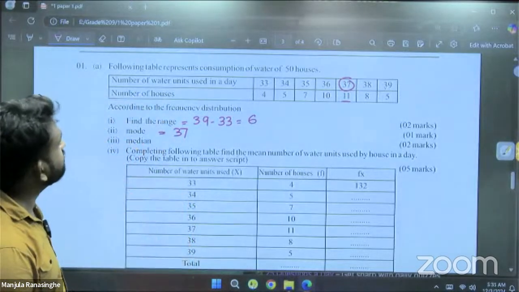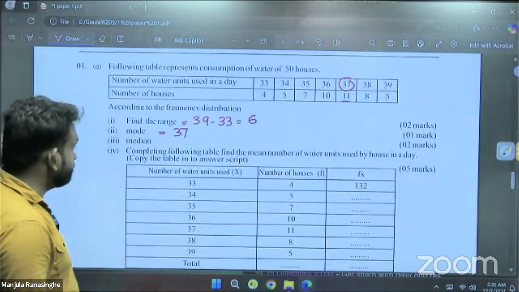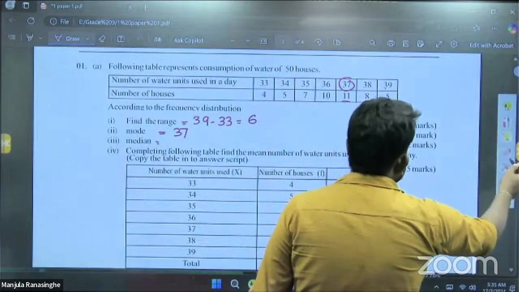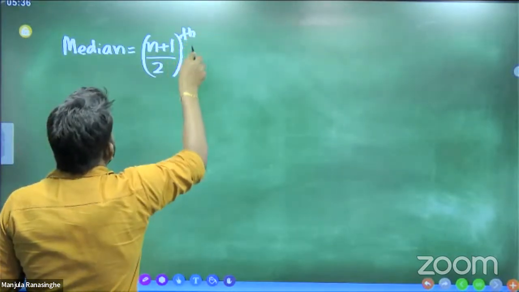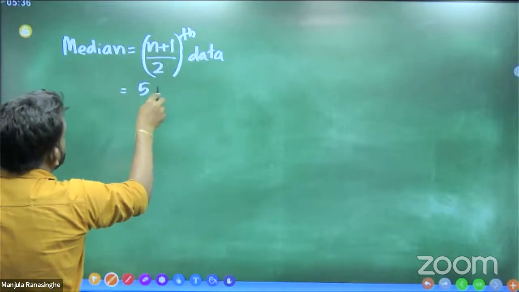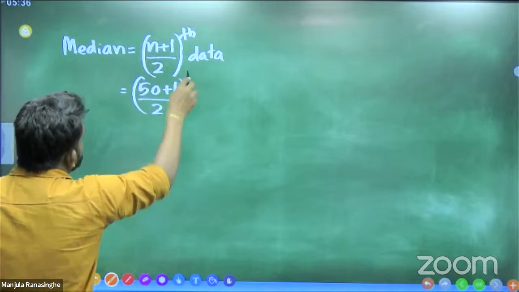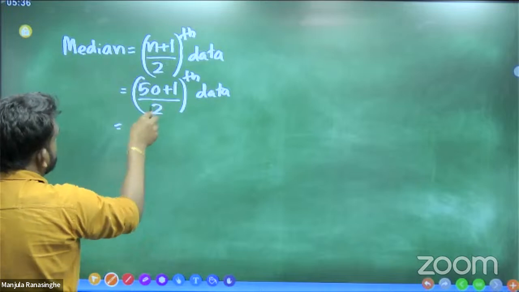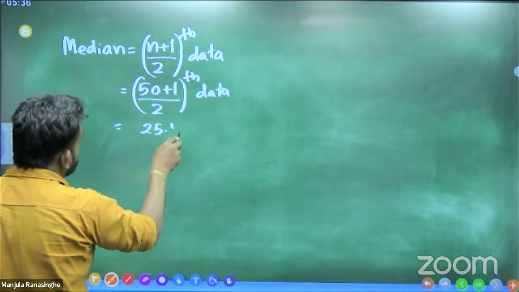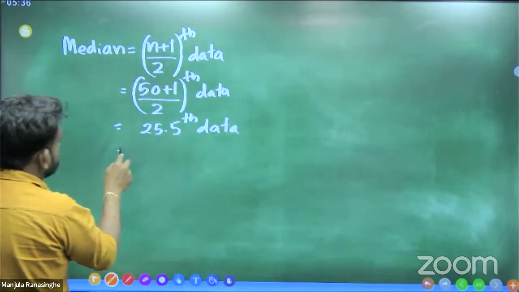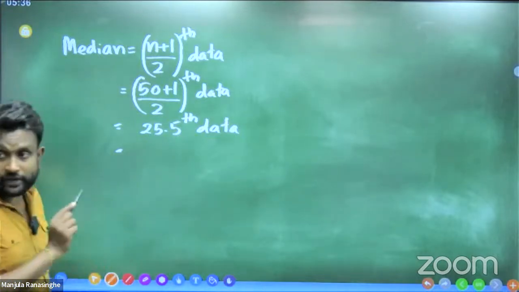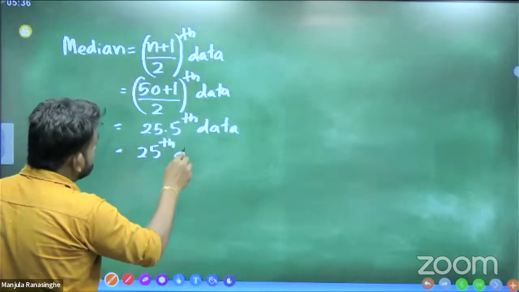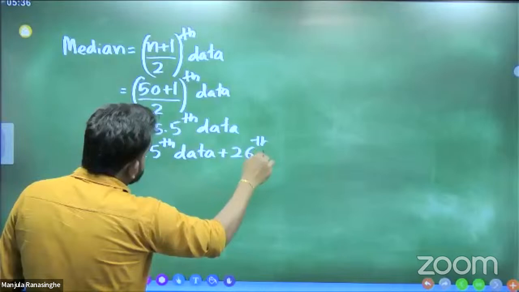So median is the middle one. How to take the middle term? It is given 50 houses. To find the median, this is the formula: median equals the position (n plus 1) upon 2 th data. So n is now 50. 50 plus 1 upon 2 means 51 upon 2, which is 25.5th data. How to take the 25.5th data? That means the data between the 25th and 26th. So you take the 25th data plus the 26th data in the series, divided by 2.